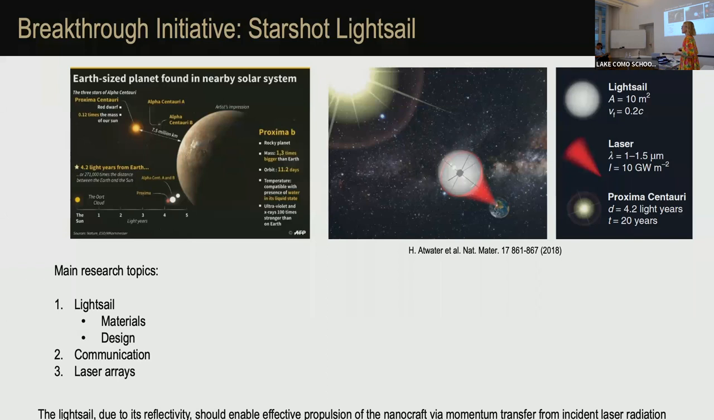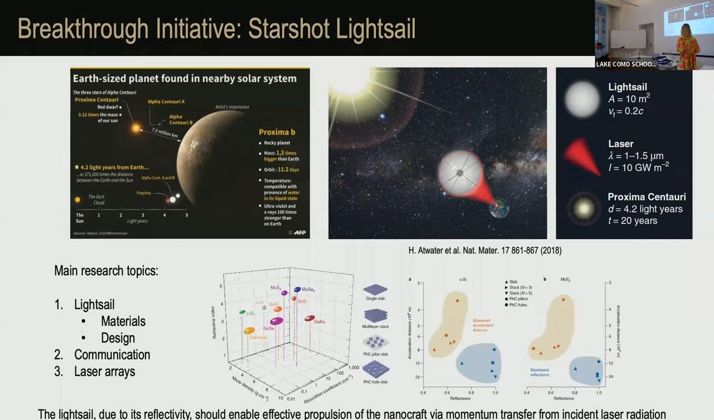So there are many international teams working on three parts of it: creating laser arrays on Earth to actually launch the light sail, communication arrays, and then the light sail itself. So it would be propelled by solar radiation. So how should this light sail be built? Our team on light sail design is led by Harry Atwater at Caltech.